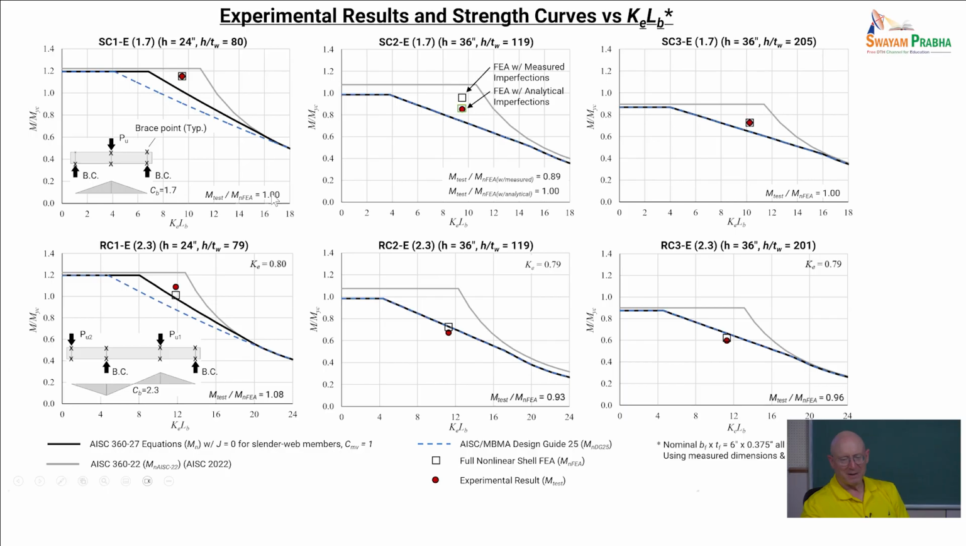Now the plots on the far left, for these, the dashed blue curve is basically what we would have if we just used the constant lambda PLT of 0.35. That's the way it's done in the Design Guide 25. However, with the increase in lambda PLT that I showed you earlier, that gives us the black curve. So we're basically, for these stockier webs, increasing that plateau length to get a better prediction.